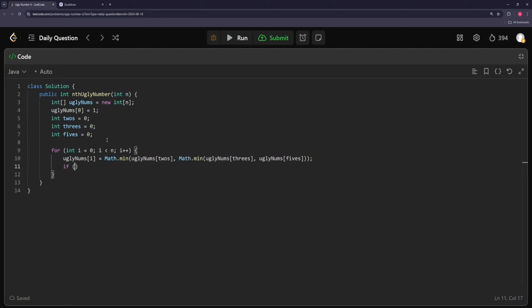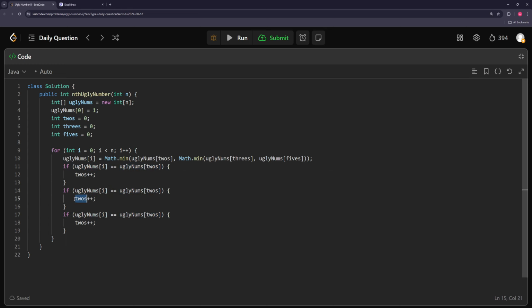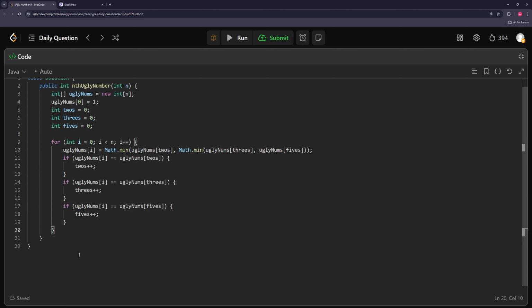Now, if any one of those is equal to these locations, then we have to move them up. So if ugly nums i equals, just copy this, ugly nums 2's, then we have to move 2's up. And same thing for 3's and 5's. And finally, at the very end, we can just return ugly nums n minus 1.